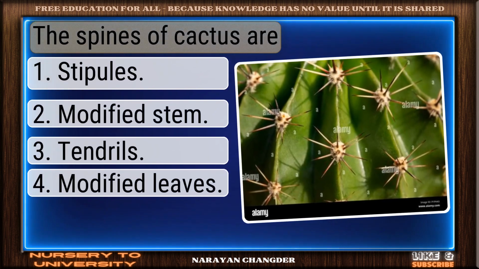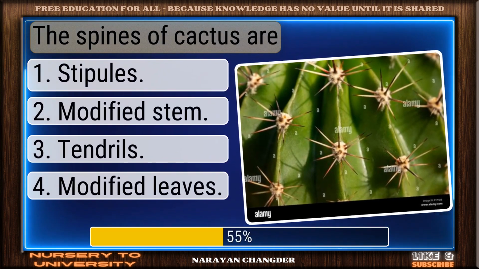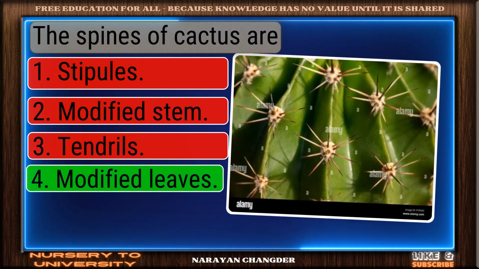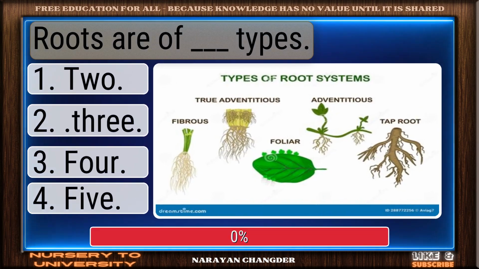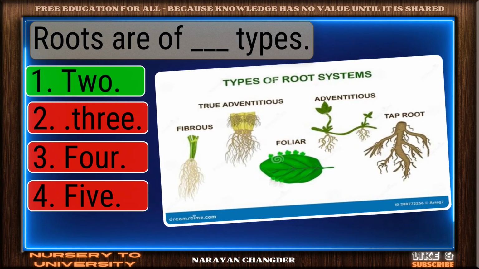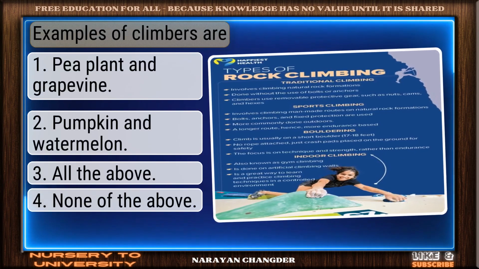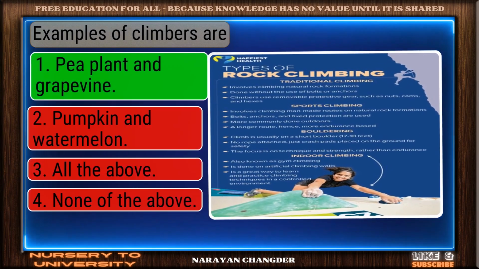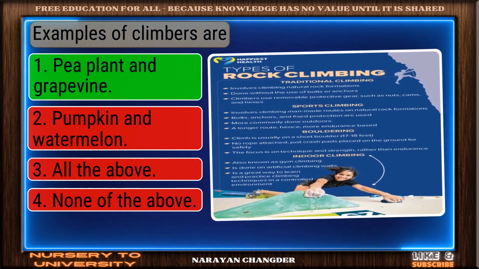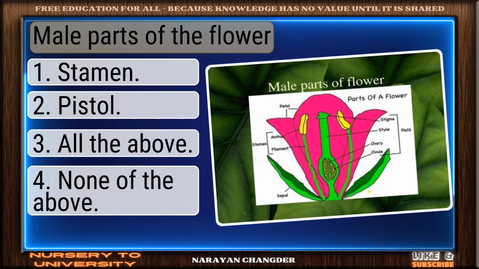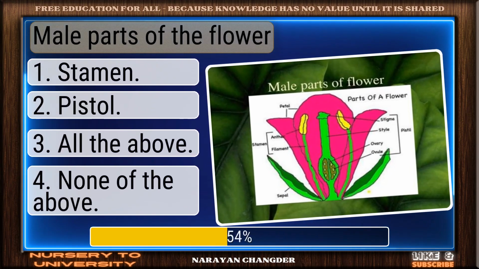The spines of cactus are... You chose modified leaves, and it is correct. Roots are of dash types. Valid point. 2 is true. Examples of climbers are... Great job. Pea plant and grapevine is the accurate answer.